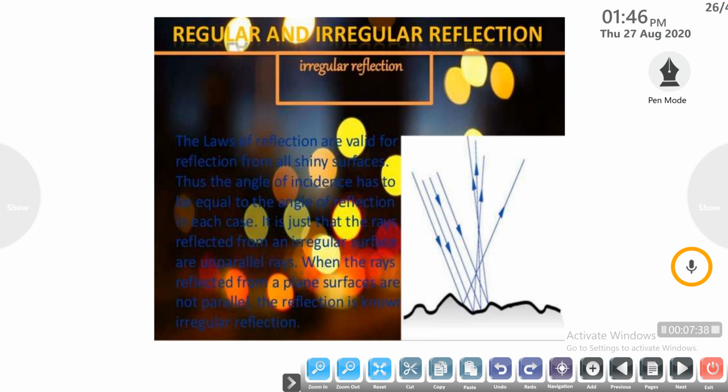Like you can see in the diagram, this is the rough surface. When light rays fall on the rough surface, they are parallel to each other, but when they are reflected back, they are not parallel to each other. Thus this type of reflection is known as irregular.